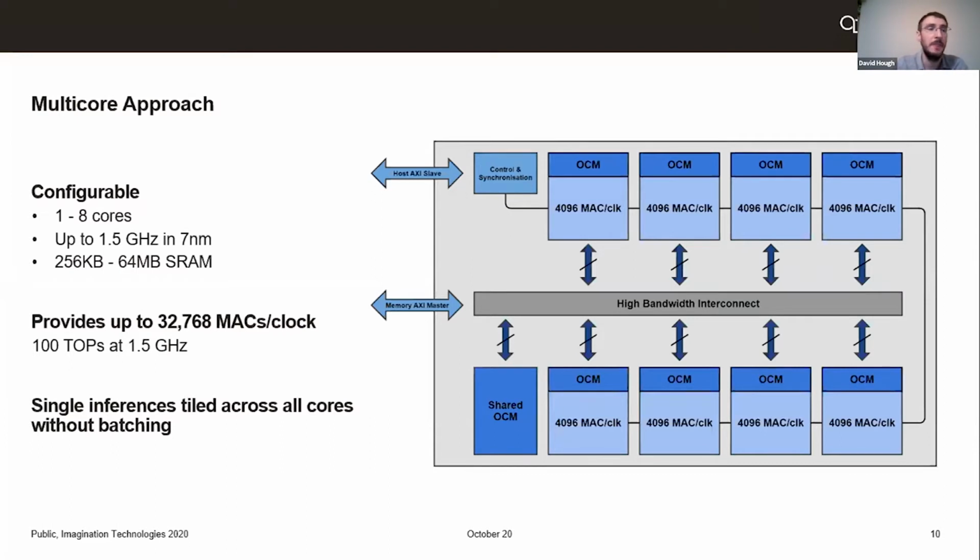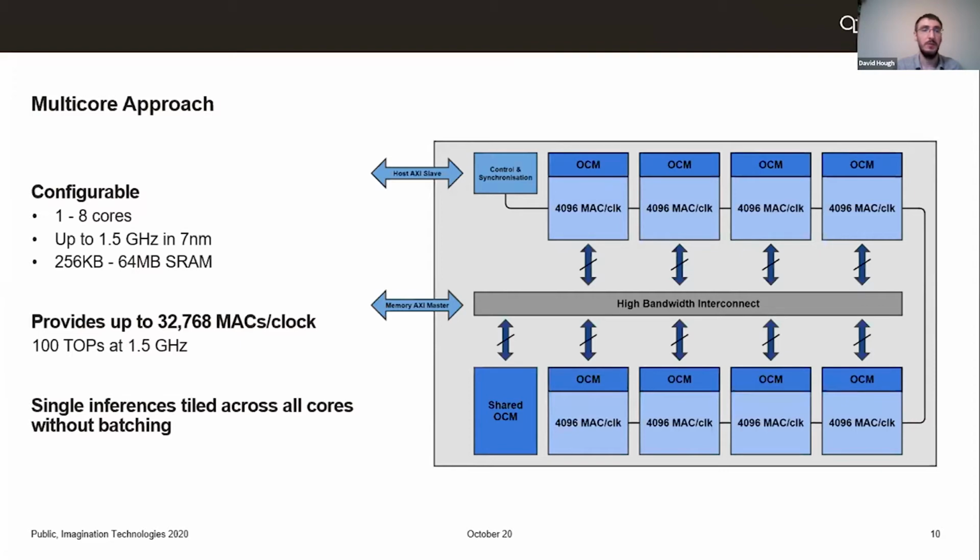And as we design the IP to be able to get clocked up to 1.5 gigahertz in 7nm technologies, all in, that means you can get up to about 100 teraops of performance. But for smaller performance points, we can, of course, take that all the way down to 1 core, or any number of cores in between, depending on the use case.